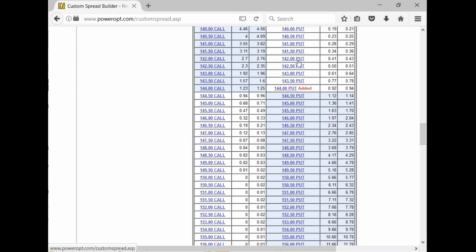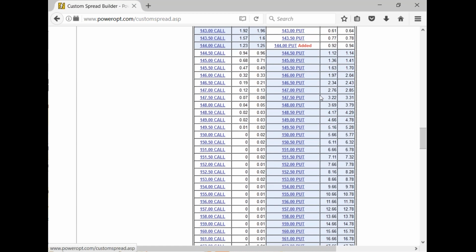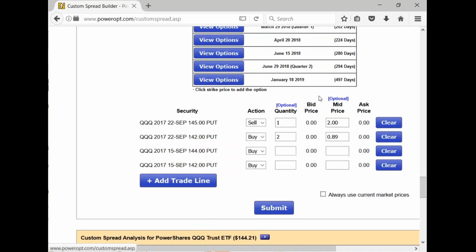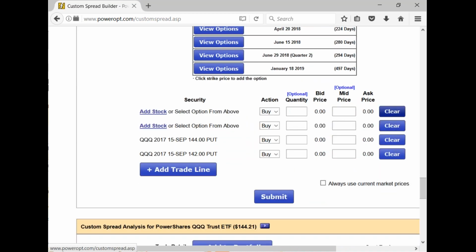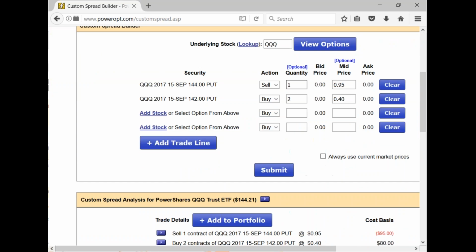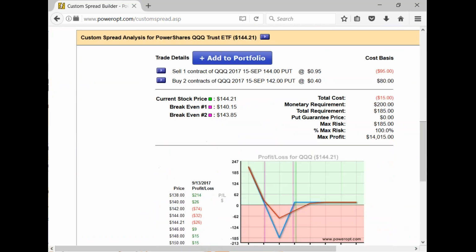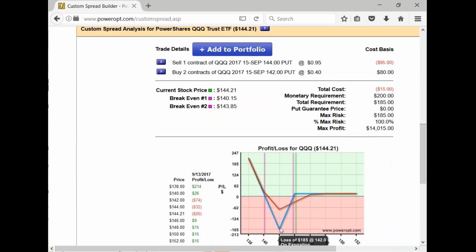So again, we sell here to get the higher premium. We're hoping to buy 2 cheaper ones to get in at a credit. I'm going to cheat and get some good prices here on this one. We're going to sell our higher strike 144. Let's put in 95 cents. We're going to cheat. We're going to buy 2 of the 142s at 40. So we're going to get a 15-cent net credit. But again, the risk is 185.